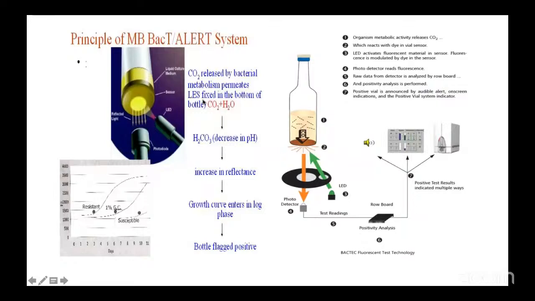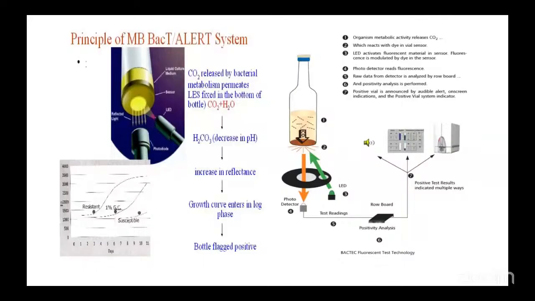So, what happens in BacT/Alert is that the carbon dioxide, which is released by the bacterial metabolism, permeates the LES, which is fixed at the bottom of the bottle. Now, each bottle contains certain compounds. It contains the media, it contains certain resins. We all know that. It's basic undergraduate knowledge, what the bottle contains.